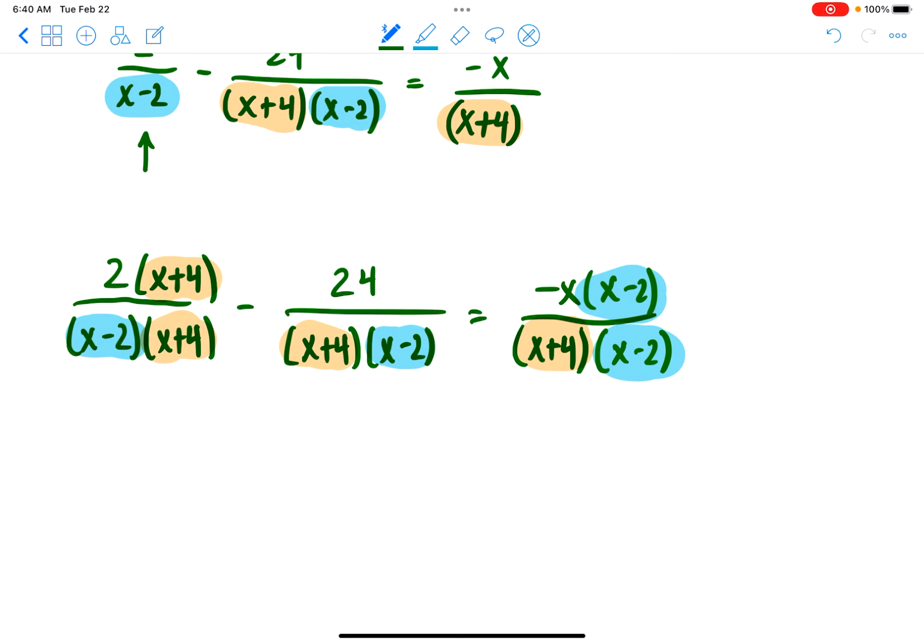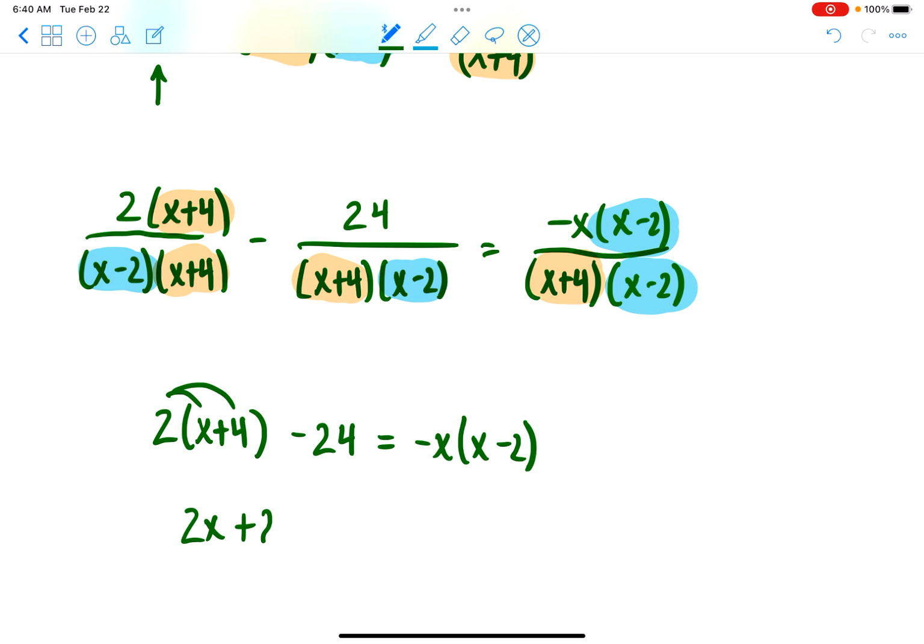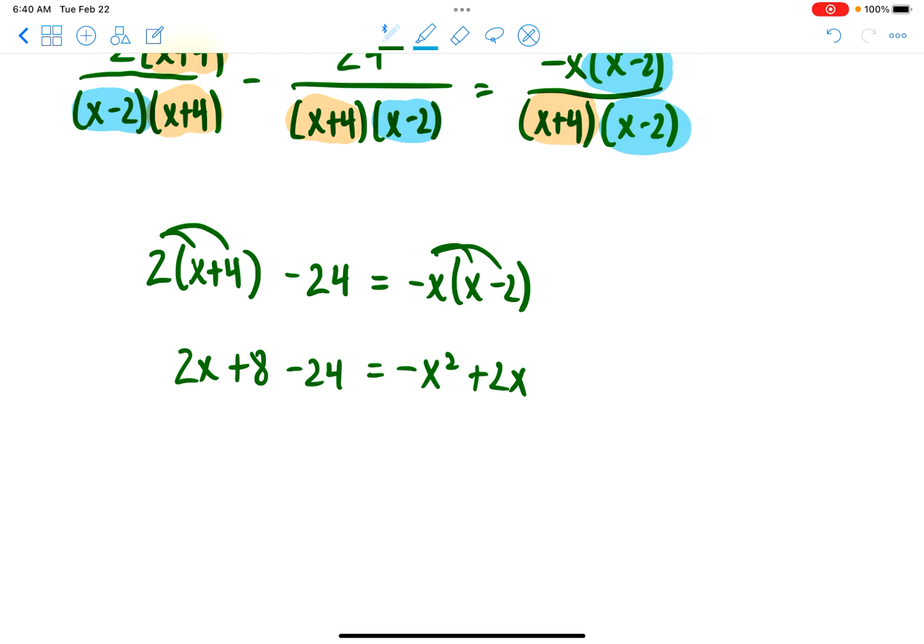Okay, we have common denominators here, so we're just going to get rid of the denominators. So really all we have left is the numerators. 2x plus 4 minus 24 is equal to negative x times x minus 2. Okay, let's distribute here. So 2x plus 8 minus 24 is equal to negative x squared plus 2x. I'm going to actually get everything over to the left side here. So I'm going to add x squared to both sides, and I'm going to subtract 2x from both sides.